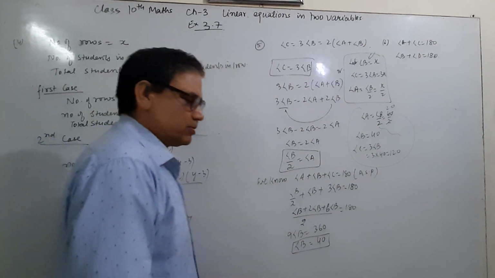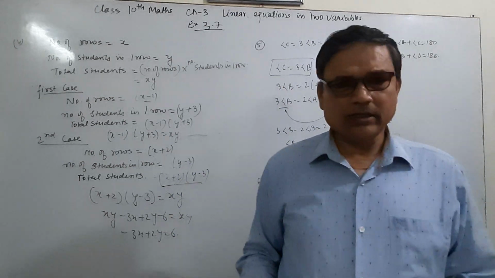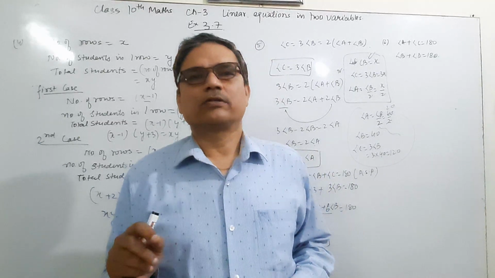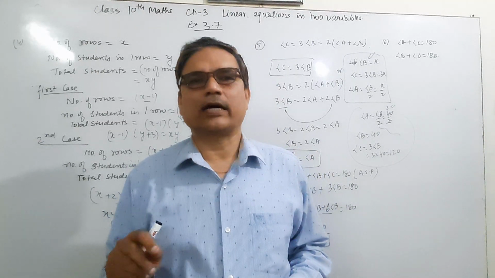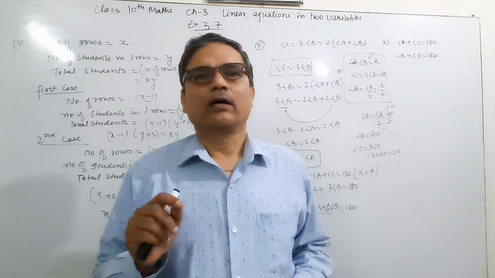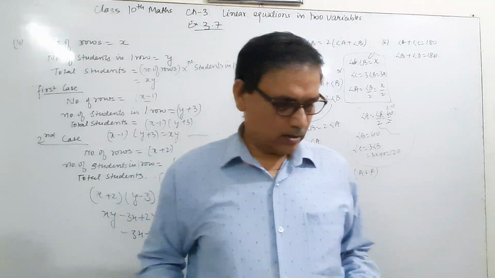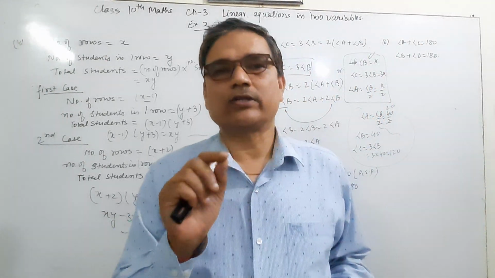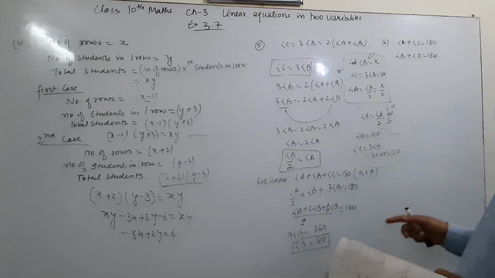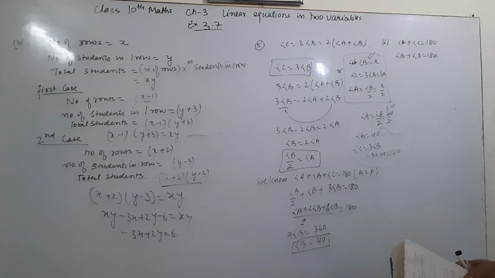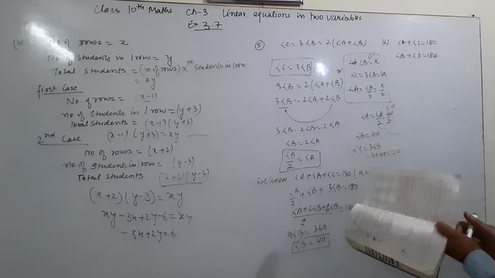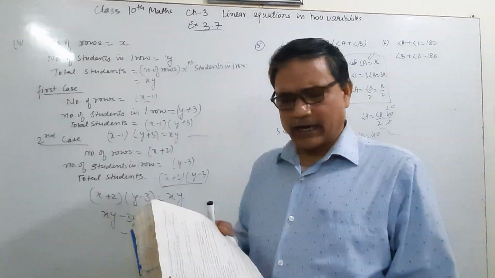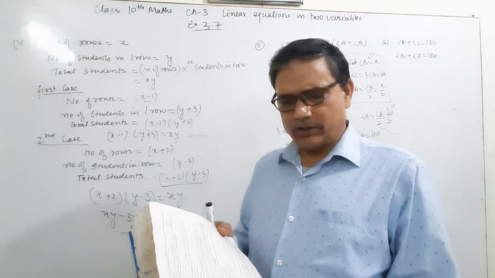And now the last question is number 8. ABCD is a cyclic quadrilateral. I think you know it very well from 9th class. Cyclic quadrilateral means the sum of opposite angles in a cyclic quadrilateral is supplementary, and the vertices will touch the circle. Now the question: find the angle A. We know in a cyclic quadrilateral, A and C are opposite angles, so angle A plus angle C is equal to 180.